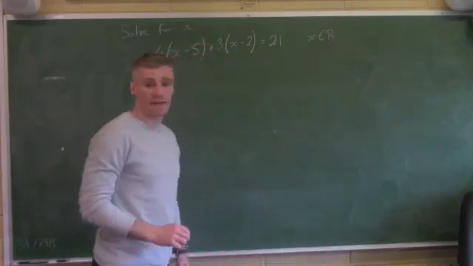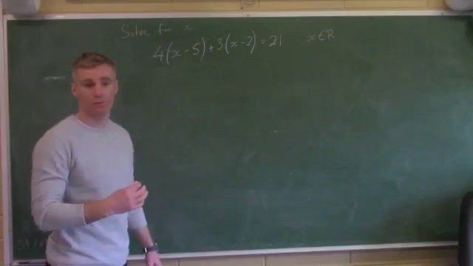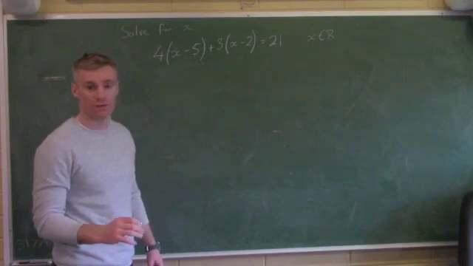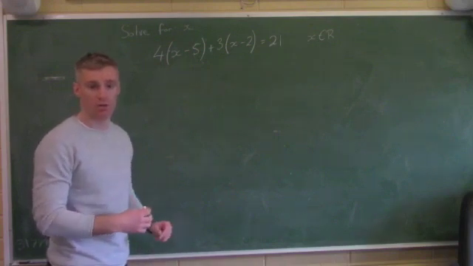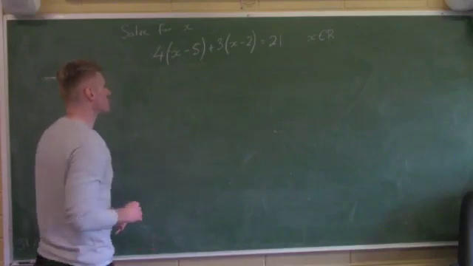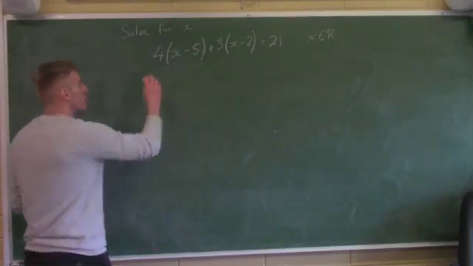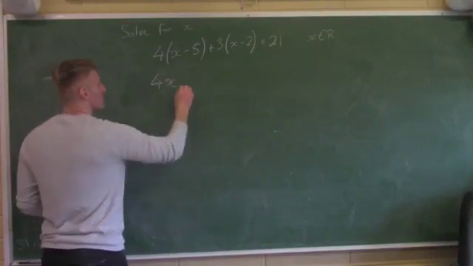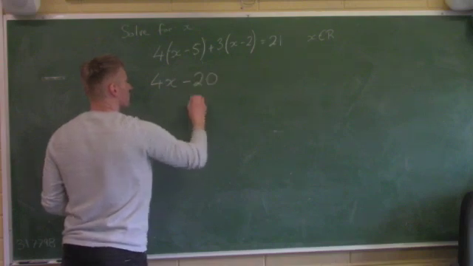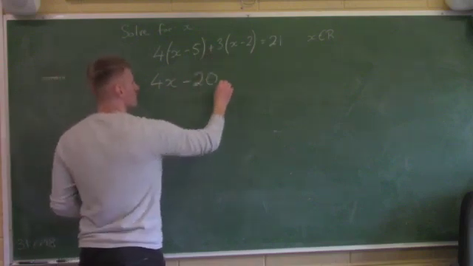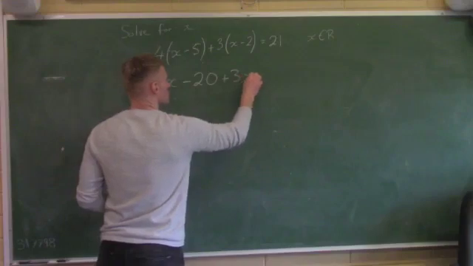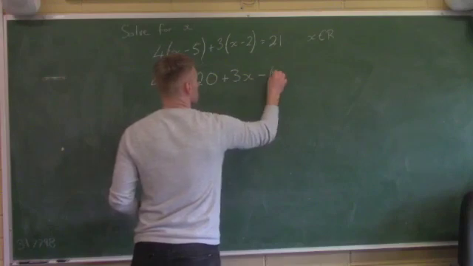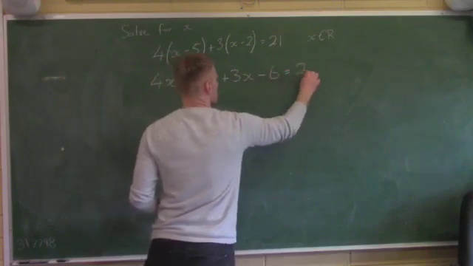They've added a little bit of information in here for us. All that means is x is an element of R, x is a real number. So x can be any number. It can be positive, negative, a decimal, a whole number, or a fraction. Right, so step 1, like the last time, is to multiply out. 4 by x, 4x, 4 by minus 5, minus 20. 3 by x will give me 3x. 3 by minus 2 will give me minus 6 equals 21.